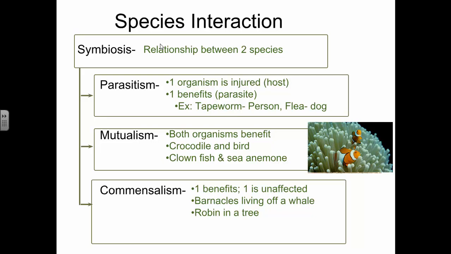Or a robin building a nest in a tree would be an example of commensalism. The robin gets a nest, a place to lay its eggs and so forth. It doesn't hurt the tree in any way. It doesn't help the tree in any way. So that's commensalism.